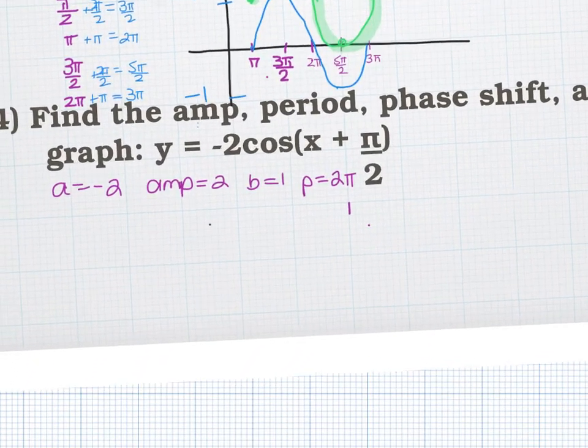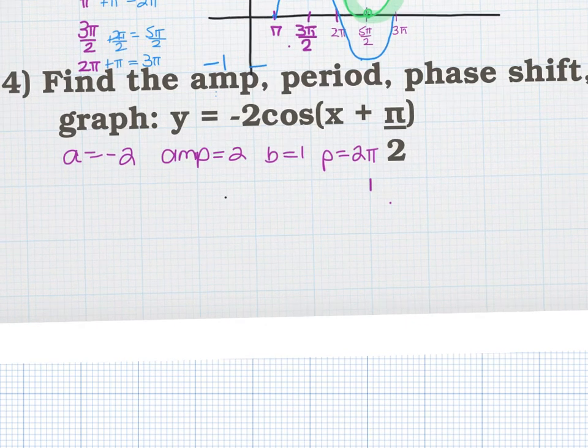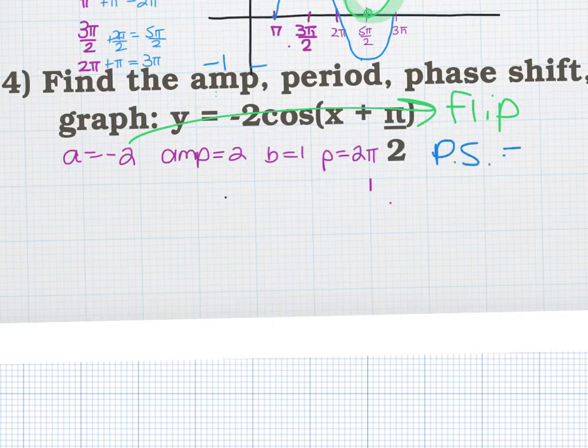All right, then the last one, y equals -2 cosine of x plus pi over 2. So now my A was -2, which means this is upside down. I'm going to remember to flip it at the end. The B is 1, 2 pi is your period. This time I have a phase shift. That is -pi over 2.